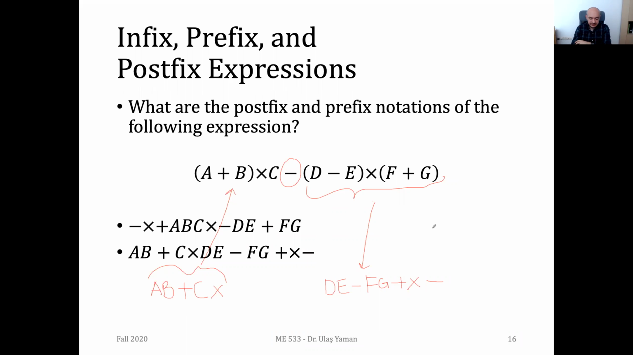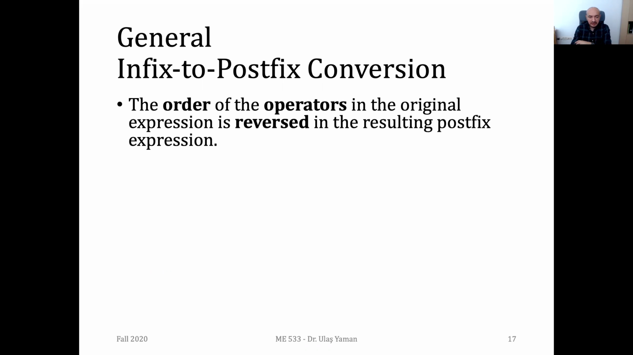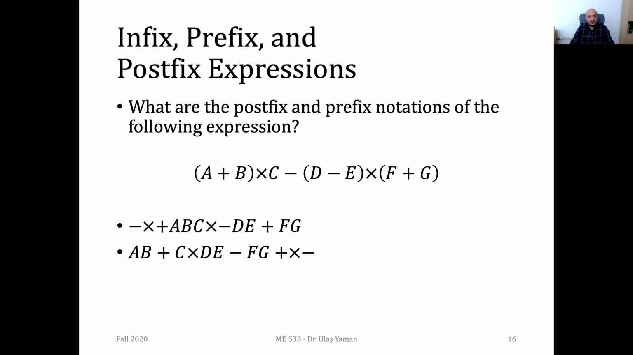Questions? Okay, I will continue with an example of how we do the infix to postfix conversion. So the second one is an example. We will try to find an automated way for converting infix notations to postfix notations.